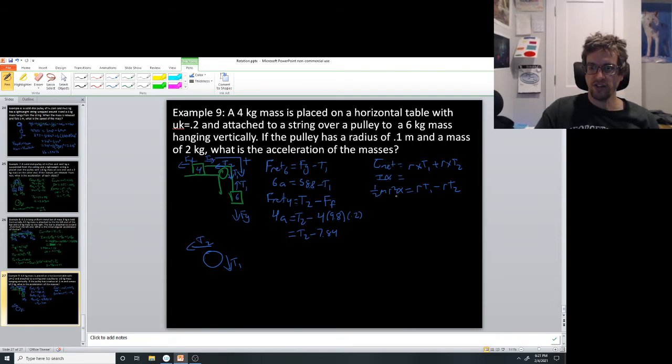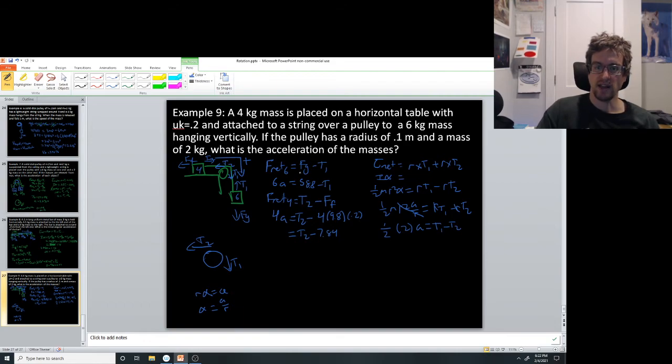Again, we want to get alpha in terms of A, and we know that R alpha equals A, which means that alpha is A over R. I've got 1/2 mr squared A over R equals RT1 minus RT2. And look at that, the R's all cancel out. That should happen if you do this correctly. This is 1/2. Our pulley is 2, which is nice of me. A equals T1 minus T2. And now we add them all up. So I've got 11A equals 58.8 minus 7.84.